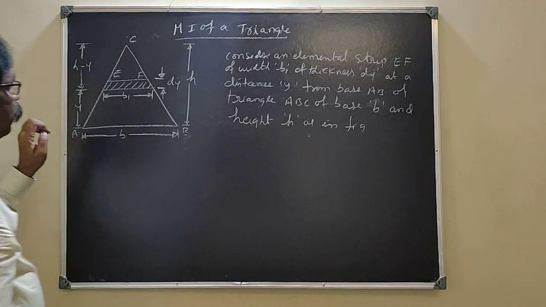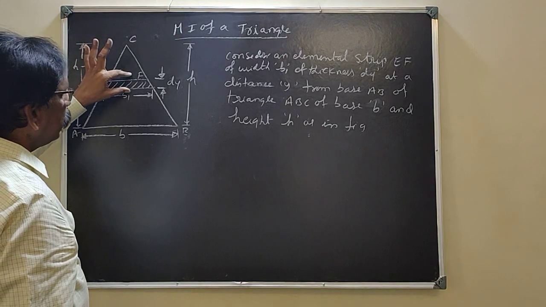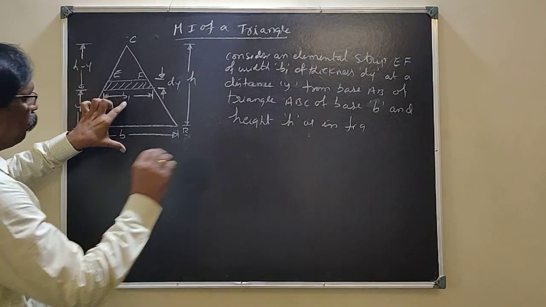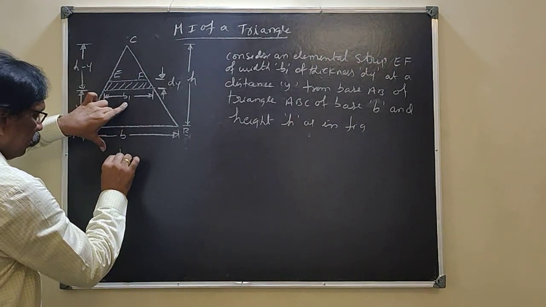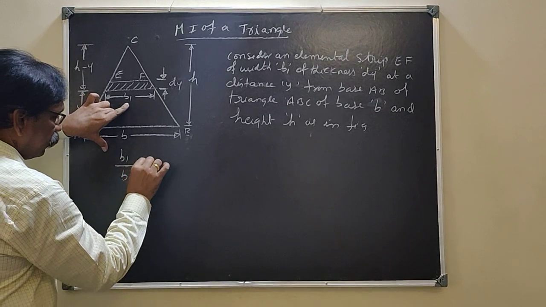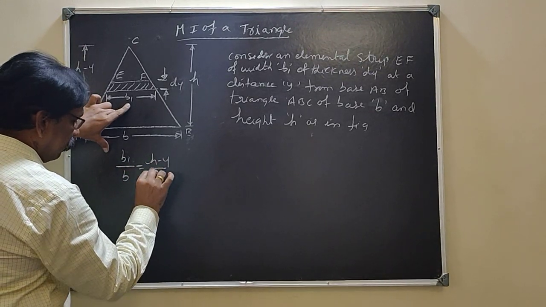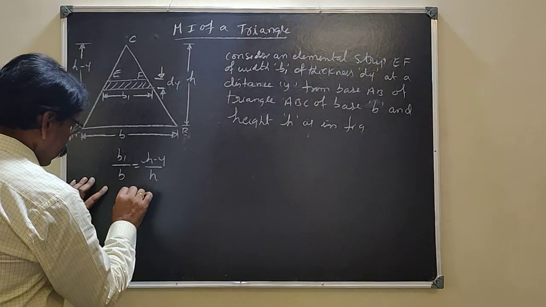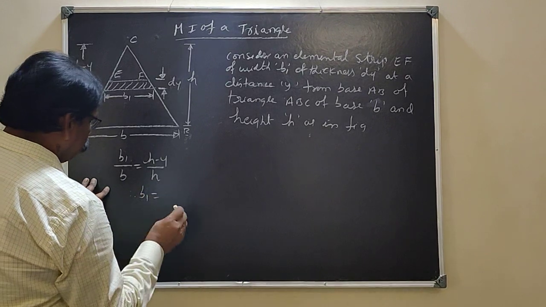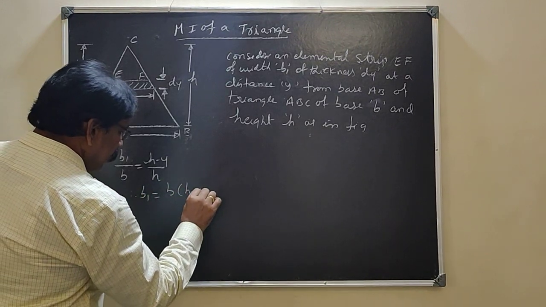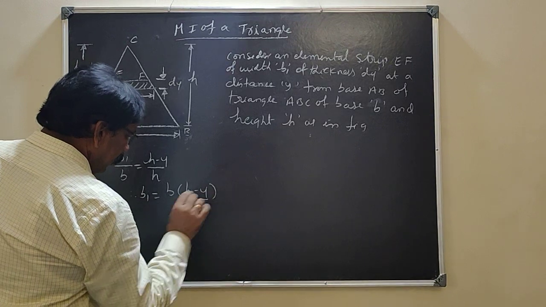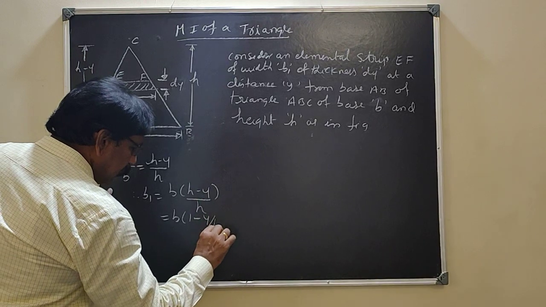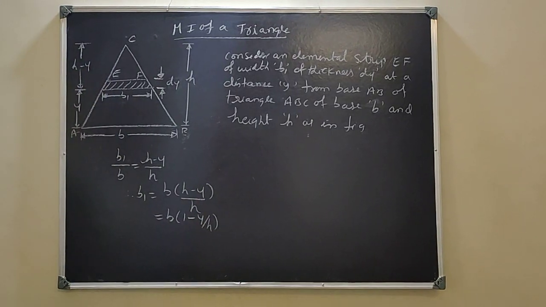So now from this, first we will have to find out the area of this elemental strip. For that we will have to find out the B1 by making use of similar triangles. So B1 by B is equal to h minus y divided by h. Therefore B1 is equal to B into h minus y divided by h. This is equal to B into 1 minus y by h. So this is the width of this strip.